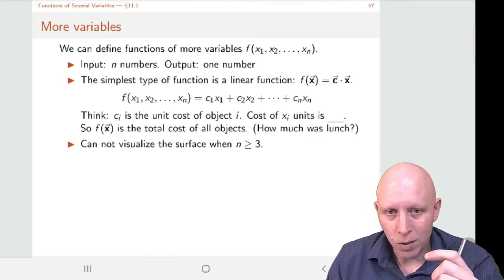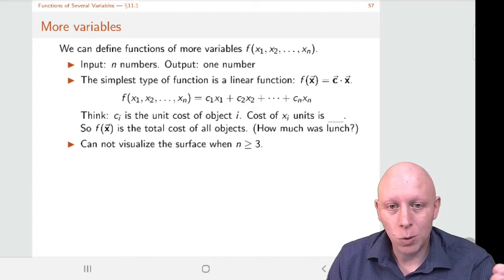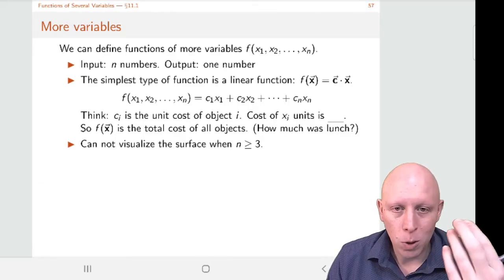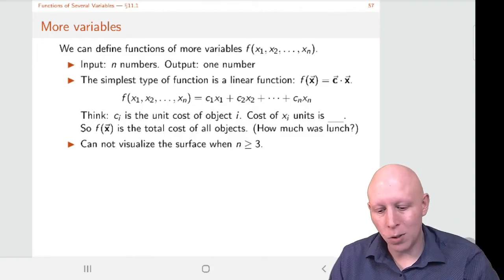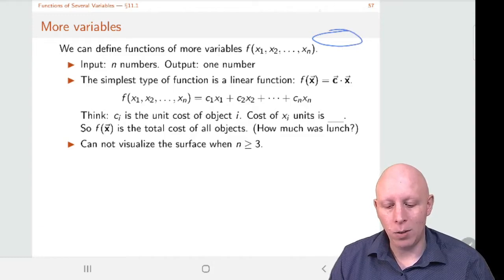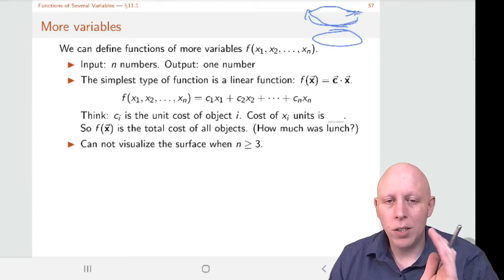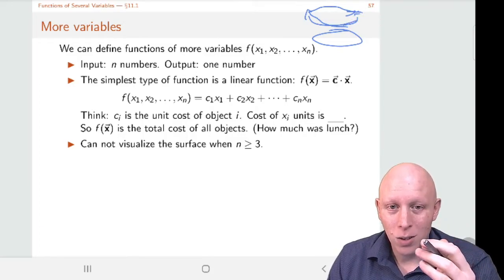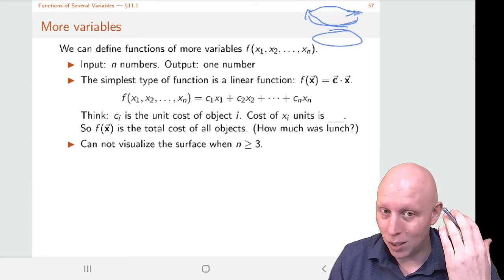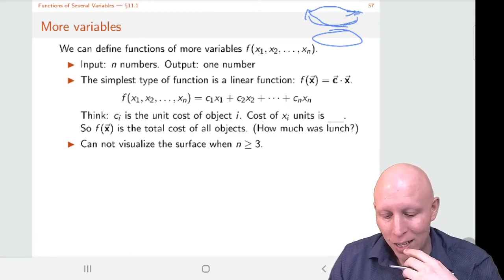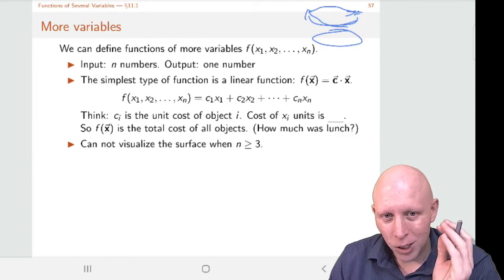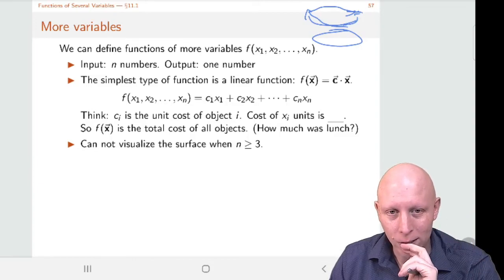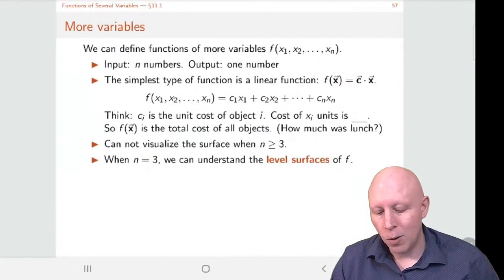If you're trying to think about what the graph of such a function would look like, it's going to hurt your brain, right? So how did this work in a function of 2 variables? We had a domain, and then we drew a surface on top of the domain. But now the domain is either in 3 dimensions or higher: 4 dimensions, 5 dimensions, it's really hard to think about that. And we need an additional dimension to draw the graph of it. So we can't visualize the surface, which is the graph of the function, when n is greater than 3.